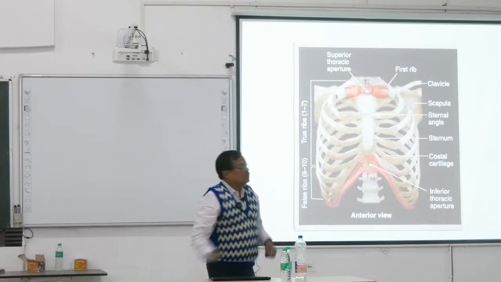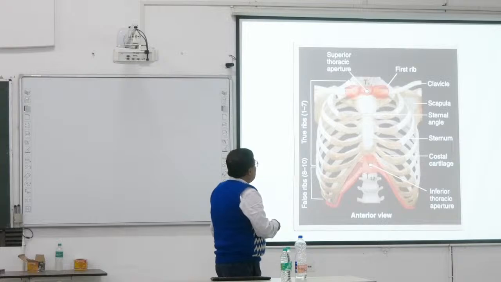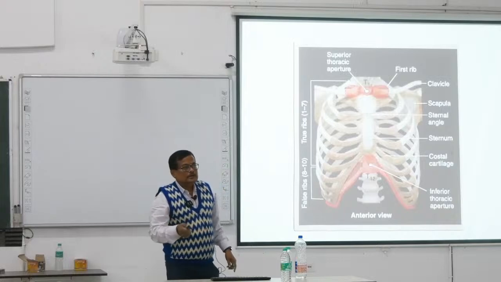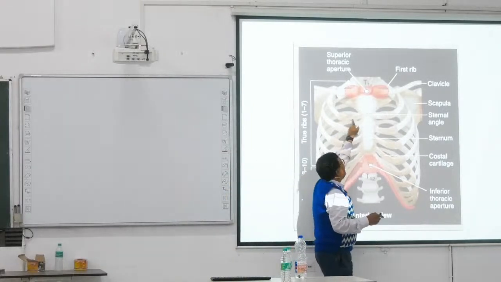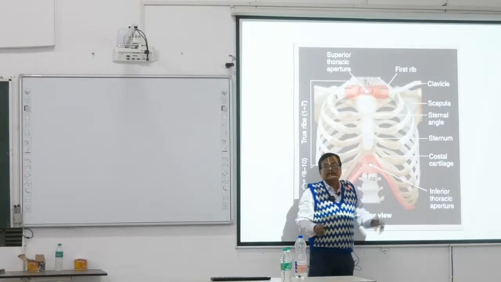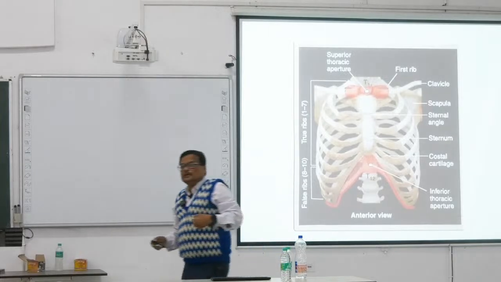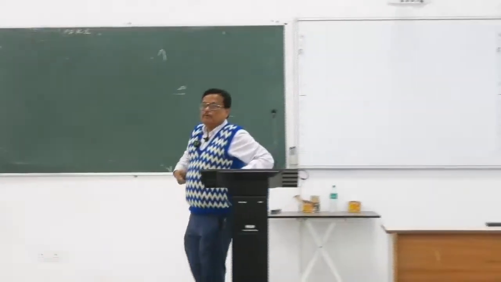The first rib has the first costal cartilage attached to the manubrium sterni. The second rib has a cartilage attached to the sternal angle. Very important: the second rib is attached to the sternal angle, and this is very important for counting ribs. Counting ribs is not very easy.